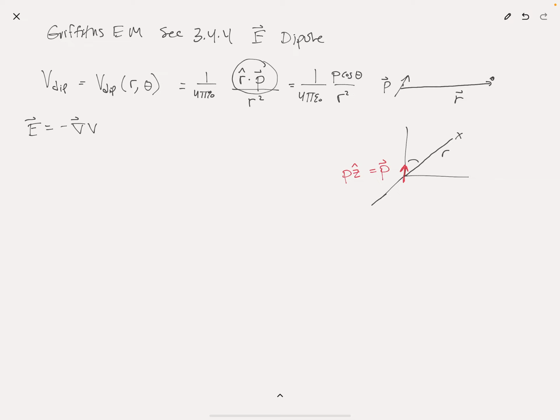To do this gradient, we have to do this in spherical coordinates. So that is minus the derivative with respect to r in the r hat direction, plus 1 over r derivative of our potential with respect to theta in the theta hat direction, plus 1 over r sine theta derivative with respect to phi in the phi hat direction, of our dipole potential.